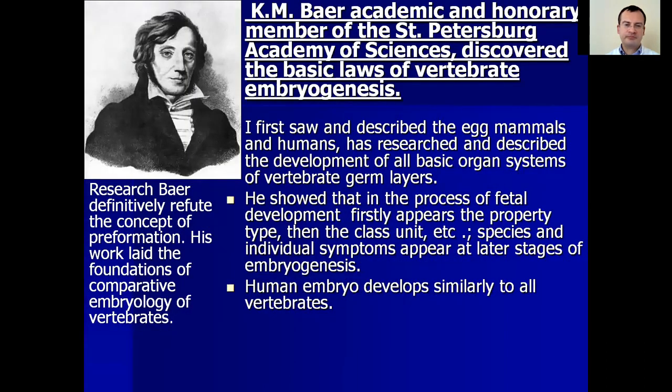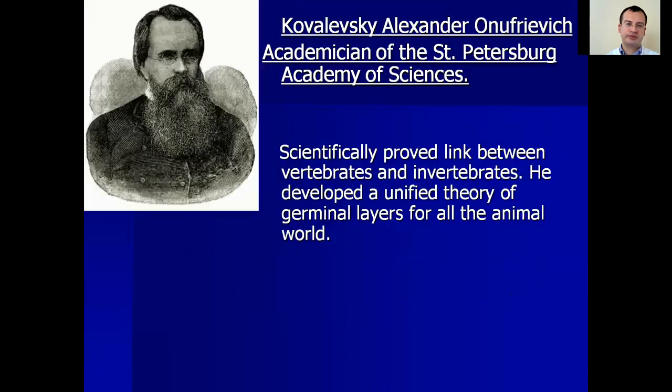Baer first saw and described the egg of mammals and humans, and researched and described the development of all basic organ systems of vertebrate germ layers. He showed that in the process of fetal development, first appears the type, then the class, and so on. Species and individual symptoms appear at later stages of embryogenesis. The human embryo develops similarly to all vertebrates.